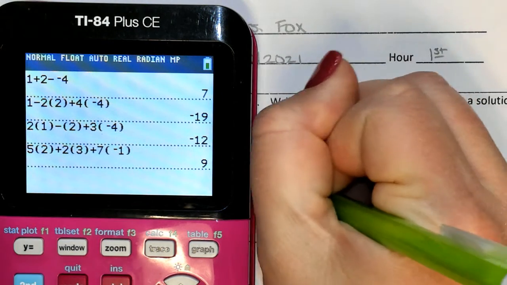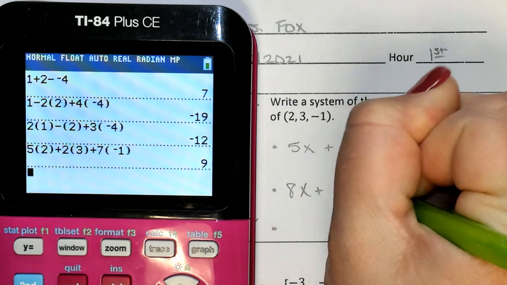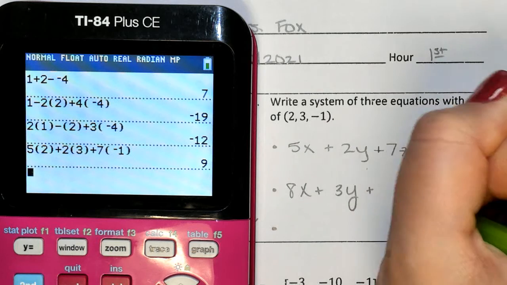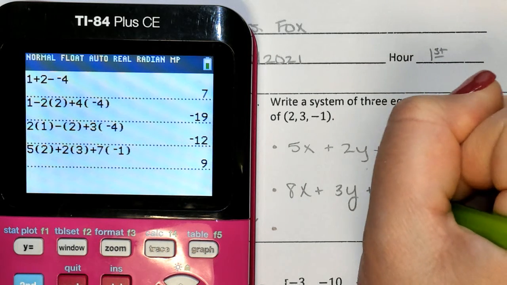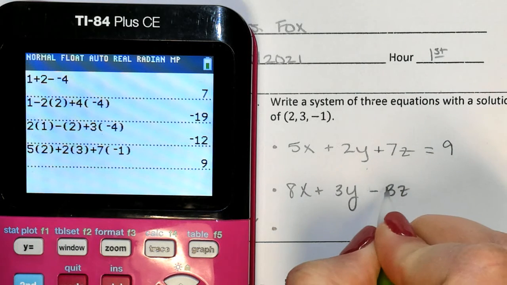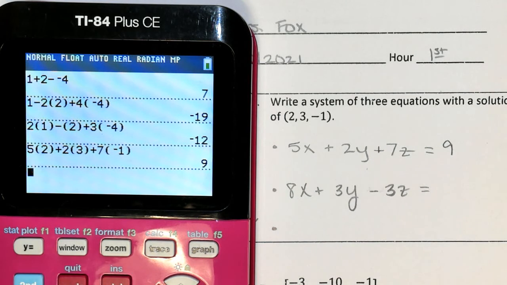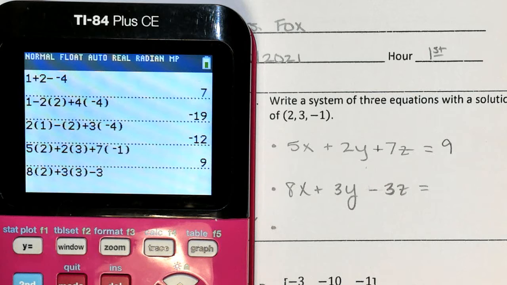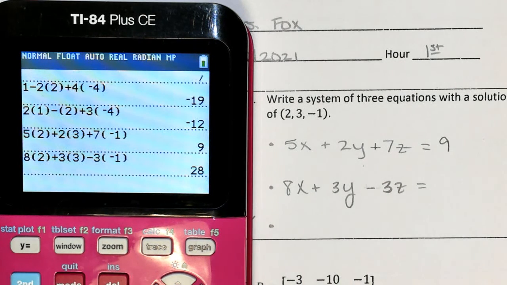8x plus 3y minus 3z. You can write plus negative 3z or minus 3z, it doesn't matter. Equals, we don't know what it's going to equal. You have to go to your calculator and get the right answer for that part. But the left side, you get to make up however you want. So 8 times the x was 2 plus 3 times the y was 3 minus 3 times the z was negative 1. I plugged it in. This one will have to equal 28 for it to be true.